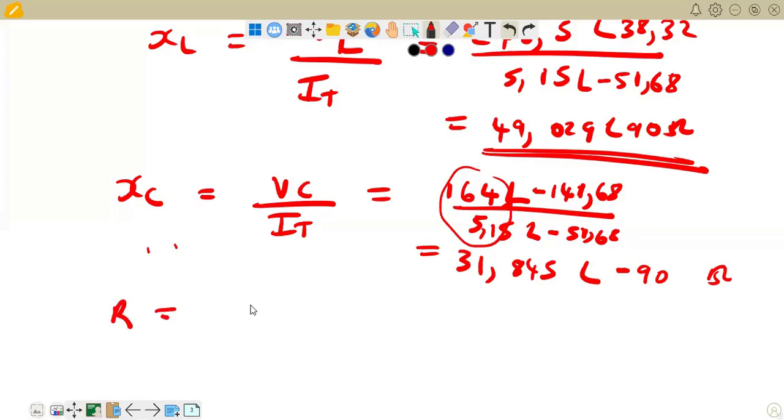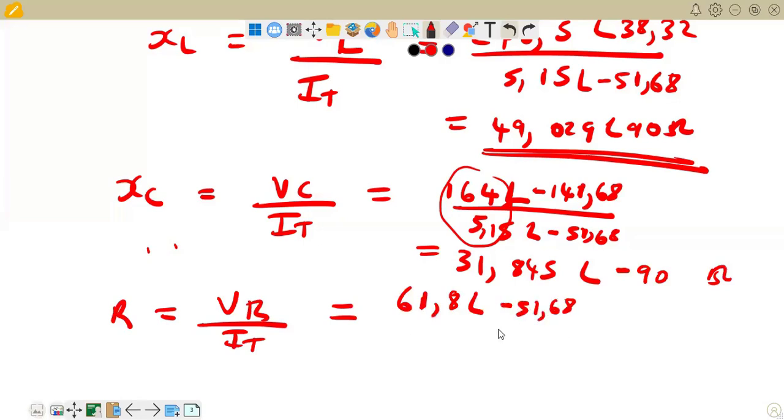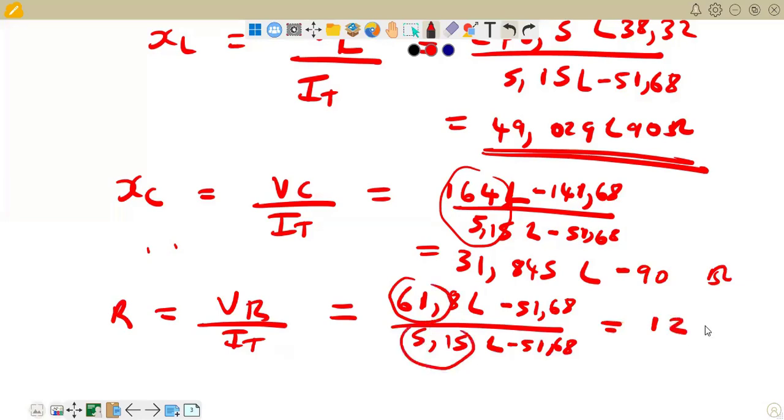Lastly, the resistance of the resistor. That's R is equal to VR again over IR, but apparently IR is equal to IT, so we can still use the same IT. So 61.8 angle of negative 51.68, this is the voltage of the resistor, divide by 5.15 angle of negative 51.68. That will give us again 61.8 divided by 5.15. We are going to get a 12 angle of minus 51.68 minus 51.68. Obviously, that will give us a 0. So that marks our resistance. We have answered this part of the question.